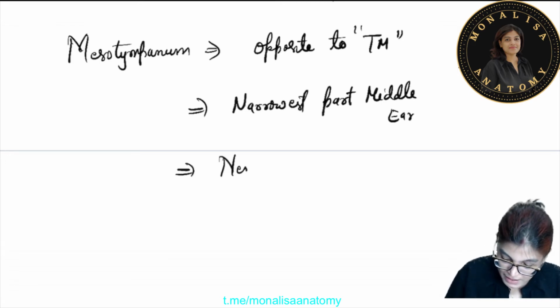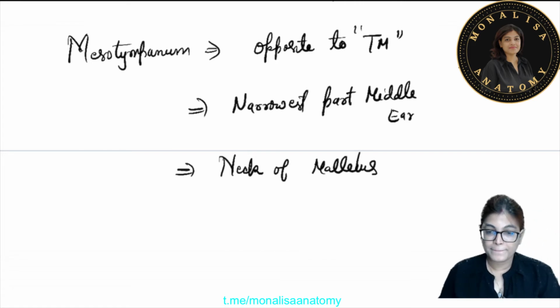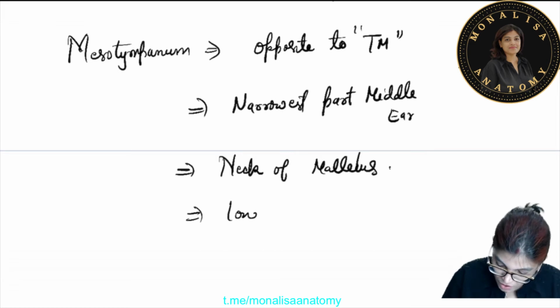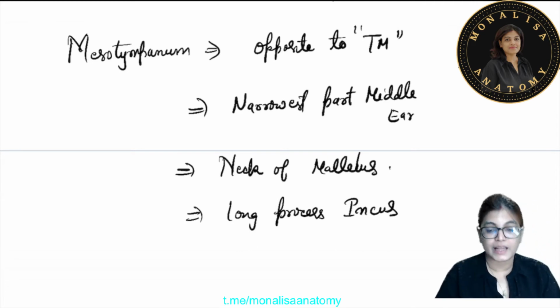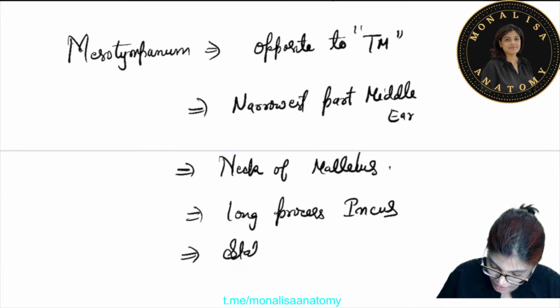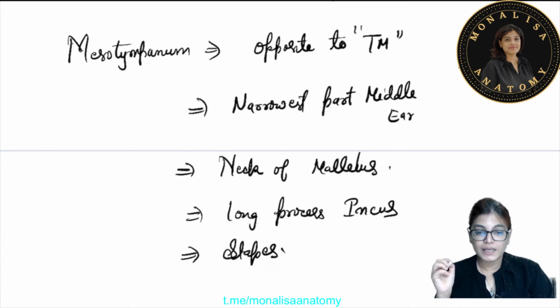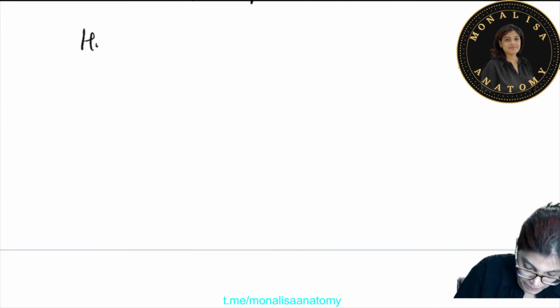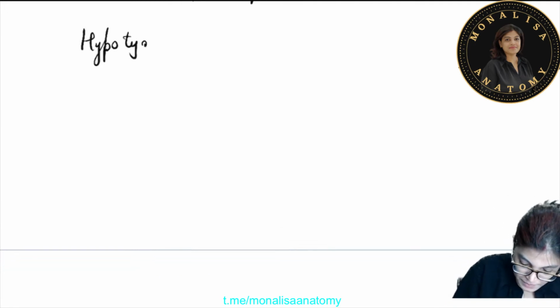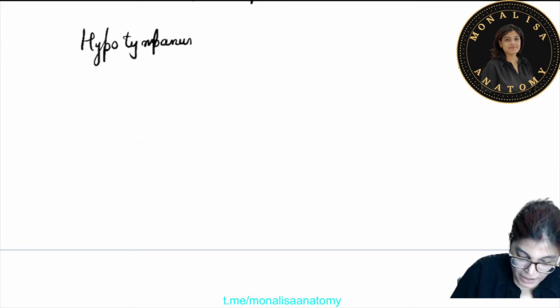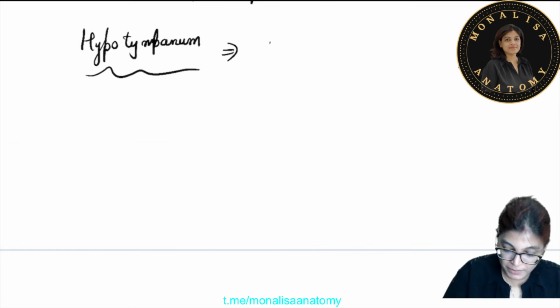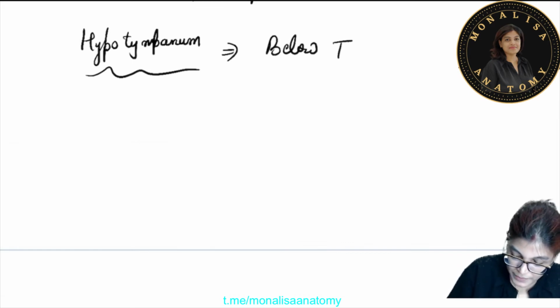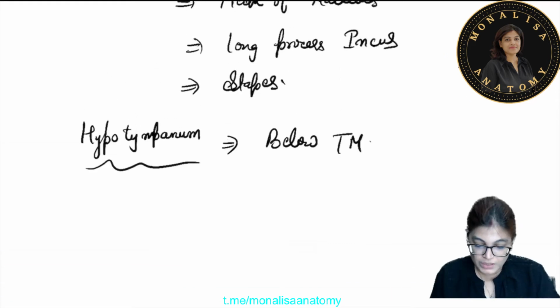It contains the neck of malleus, long process of incus, and also the smallest ear ossicle, that is stapes. Okay, so done with the mesotympanum. Now moving to the hypotympanum. The hypotympanum is lying below the level of the tympanic membrane, and not many important structures lie here.